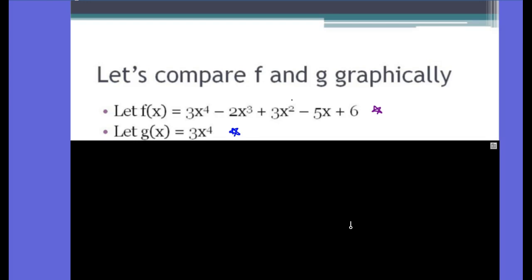What I want you to do now is adjust your window. So we're going to go to the x's, and I want you to make them negative 20 to positive 20. And then change your x scale to be by 2s. And then I want you to change your y values. Here's the killer, right? I want you to make it negative 10,000 to positive 500,000, and make your scale 10,000. Now hit graph.